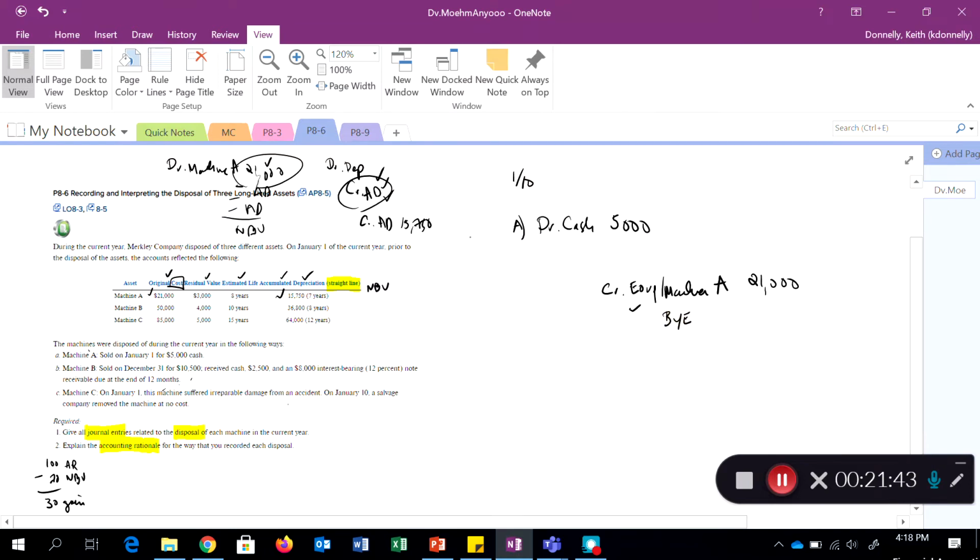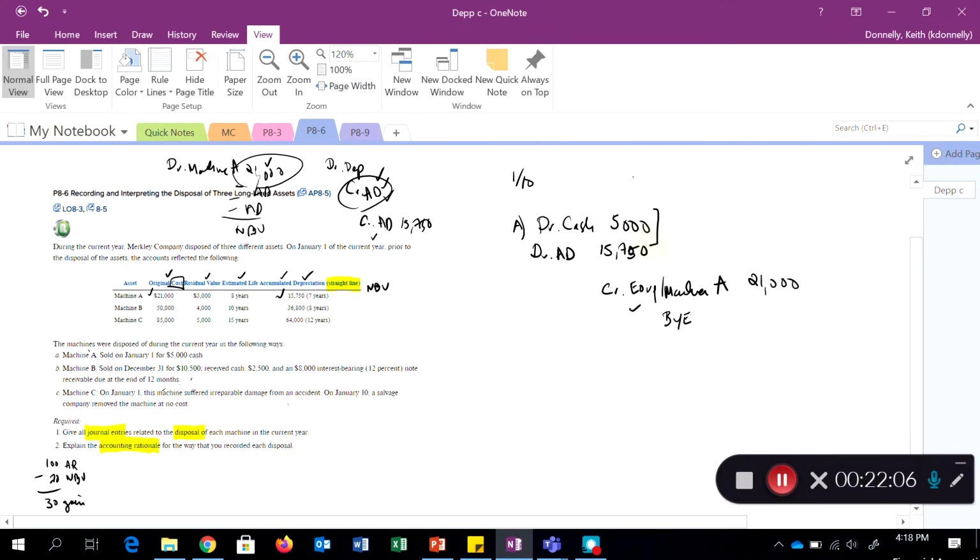Well, we sold this machine, we got rid of it. When we get rid of the machine, we also have to get rid of the associated accumulated depreciation with it. So if right now it's sitting on our books at a credit balance, to get rid of it, we have to debit the accumulated depreciation. So that means $15,750.